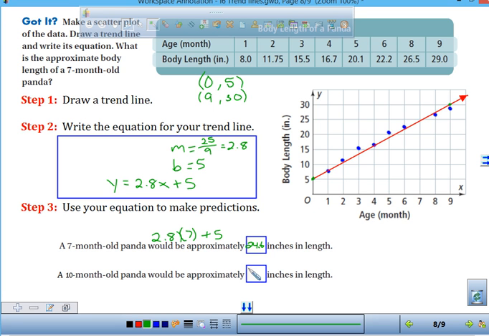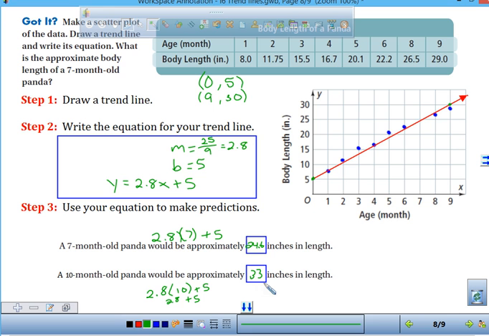Okay. Now we want to know a 10-month-old panda. Do the same thing. 2.8 times 10 is 28. 28 plus 5 is 33. Now, here's 9, so 10 is here. Is that close to 33? Yes, it is. So we did things correctly.